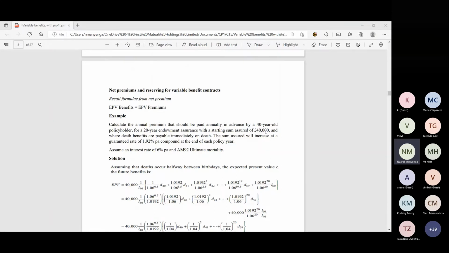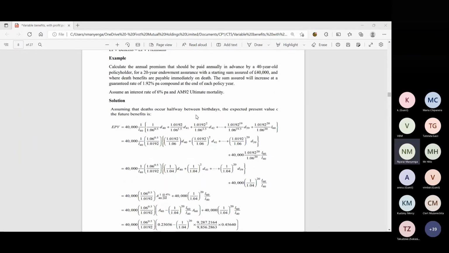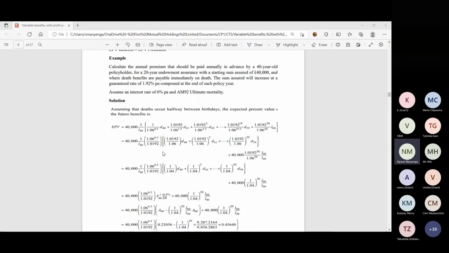So from this, just a hint: whenever you see that the increase is 1.92%, you know that the assumed interest rate is 6%. So when you're evaluating the assurance functions that would be affected, you know that this would be evaluated at 4%. Firstly, you need to calculate the expected present value of the benefits. We've taken out 40,000 because it's a constant, and that's the amount payable either when a person dies or when they survive. So we start with the term assurance function and then add the pure endowment function. This is just the discount factor.